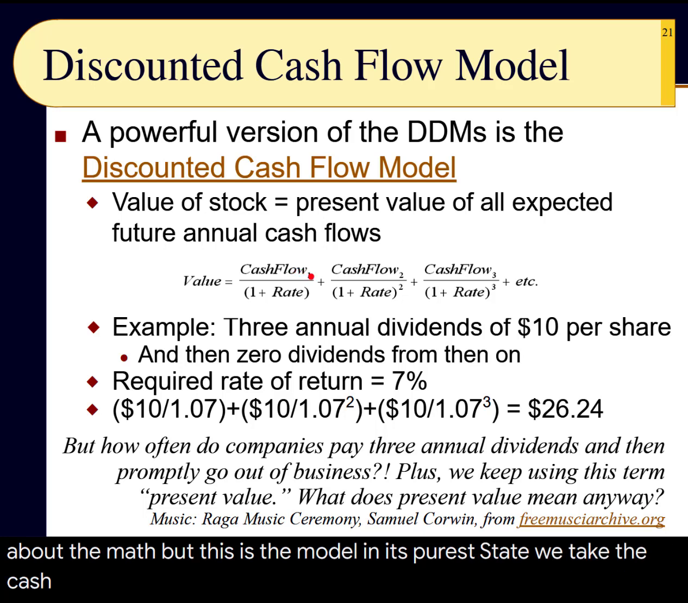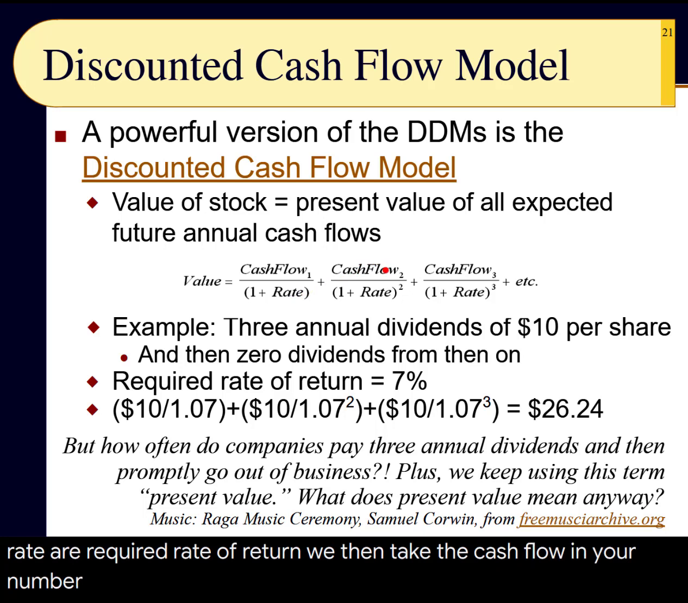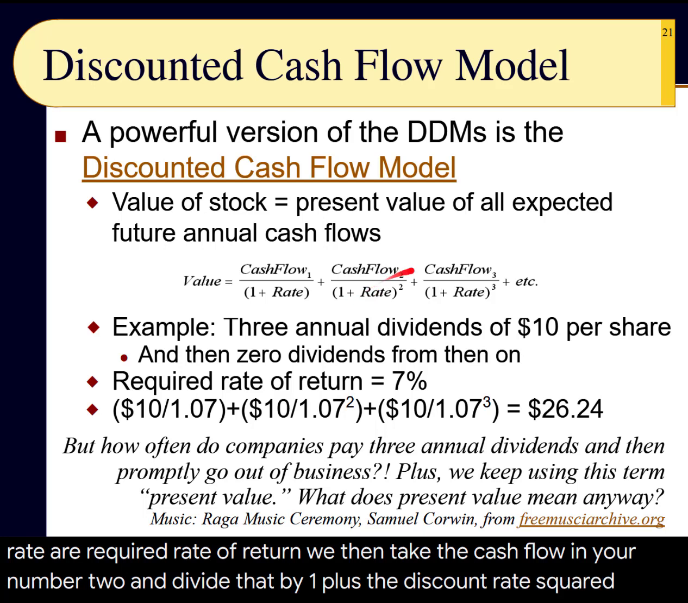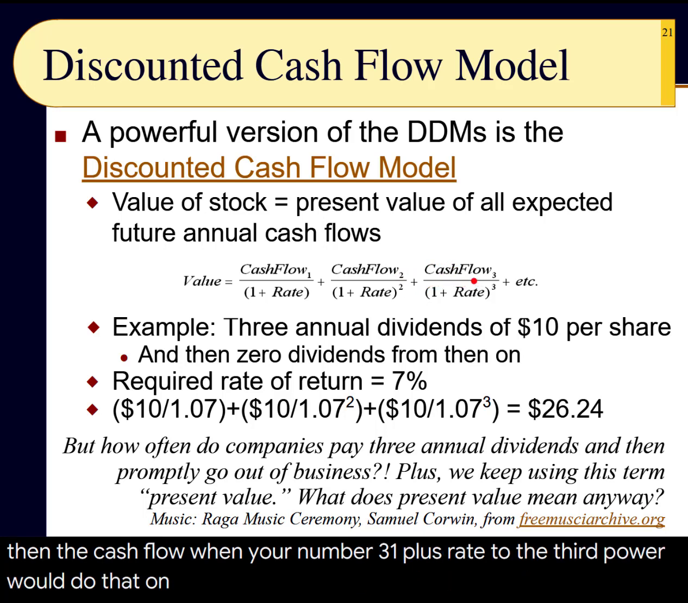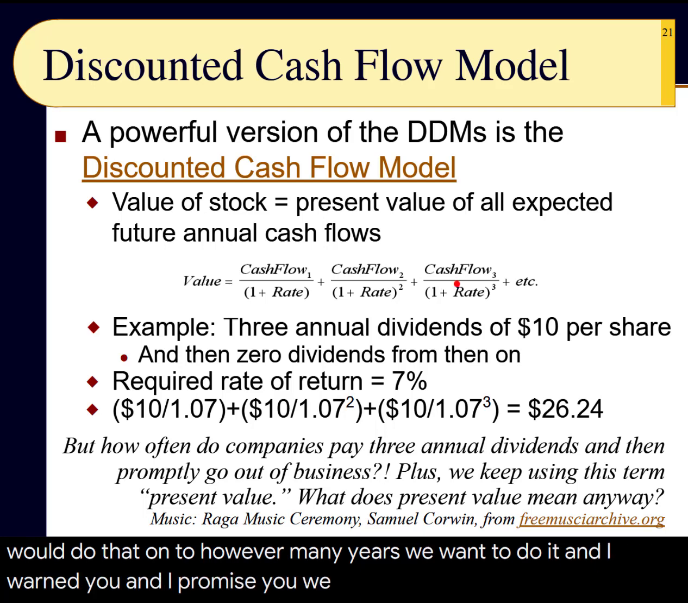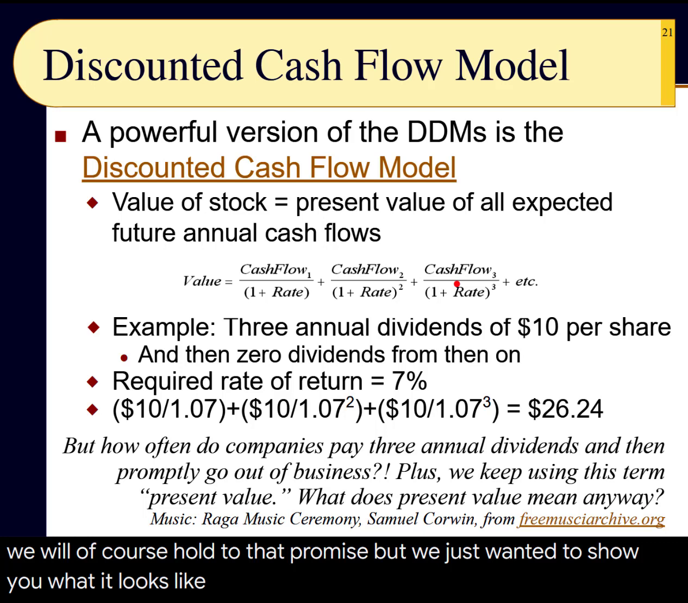We take the cash flow from year number 1 and divide that by 1 plus our discount rate, our required rate of return. We then take the cash flow in year number 2 and divide that by 1 plus the discount rate squared. And then the cash flow in year number 3, 1 plus rate to the third power. We do that on to however many years we want to do it. I promised you we would not use exponentiation, and we will hold to that promise. But we just wanted to show you what it looks like in its purest state.